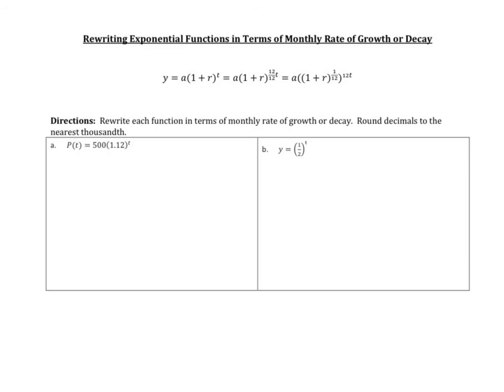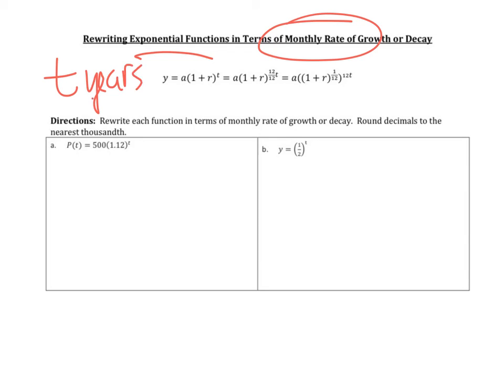All right, I've got one more example for you, probably one of the tougher ones yet. This says rewrite these functions in terms of a monthly growth rate. Let's highlight that, monthly growth rate. So I put some basics down for you. This t here, let's get these formulas written out. This t represents the time in years. Now they want me to convert it to a monthly growth rate.